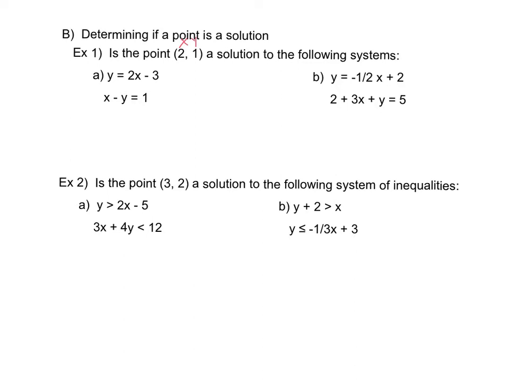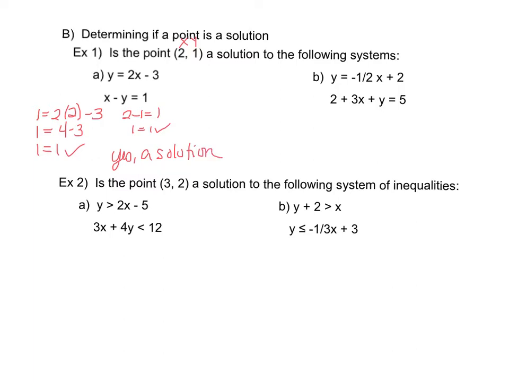So into the first equation here I get y, so 1 equals 2 times 2 minus 3. Well, that means 1 equals 4 minus 3, so 1 equals 1. Well, yeah, that's a true statement. But it has to work for all of them, so it also has to work for my second equation. So I'm going to do the same thing for my second equation, plugging 2 in for x and 1 in for y. Simplifying, I get 1 equals 1, which is also a true statement. So when asked if this is a solution to the system, I'm going to say yes, a solution.